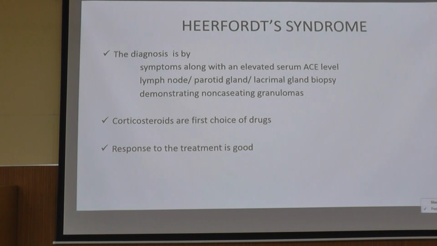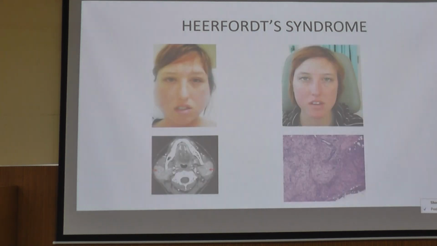It is diagnosed by symptoms along with an elevated serum ACE level or lymph node, parotid, or lacrimal gland biopsy demonstrating non-caseating granuloma, and corticosteroids are the treatment. Now, this is a picture showing bilateral parotid enlargement. Facial palsy is not so prominent here. Along with this, they do a biopsy and find out whether it is non-caseating granuloma. So mainly parotid enlargement is the one you are going to make out.